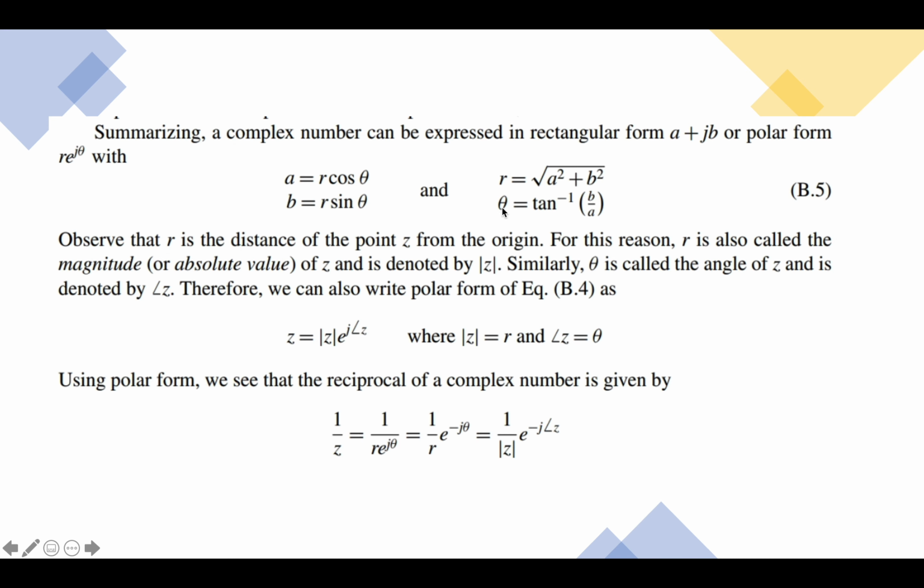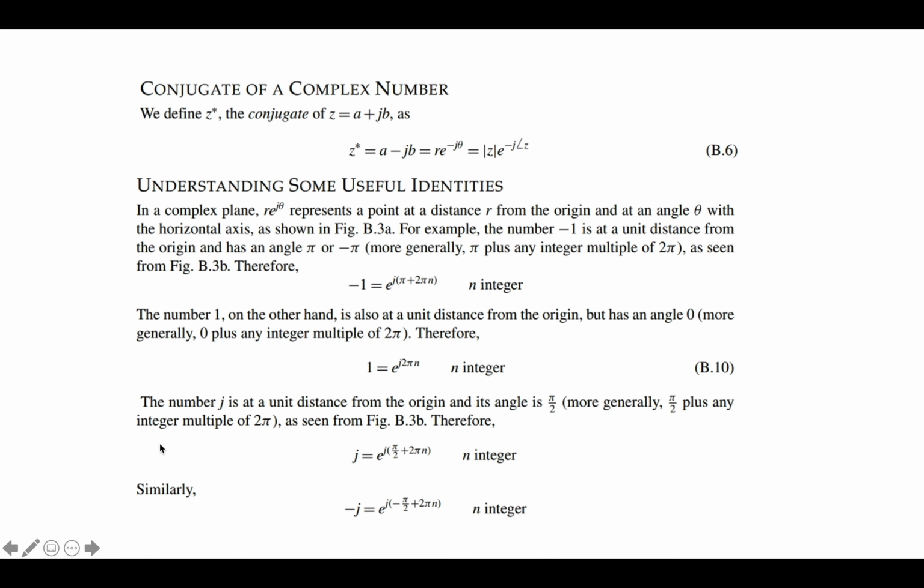The angle theta can be found from B and A by taking the inverse tangent, and I'll refer you back to the complex plane figure to look at that, and then the magnitude can be found using the Pythagorean theorem. The reciprocal of a complex number is the reciprocal of the magnitude, and then e to the minus j theta, where theta was the phase or the angle that the complex number forms with the real axis.